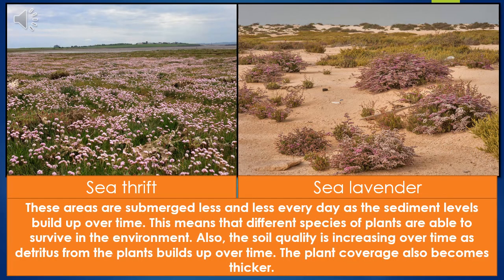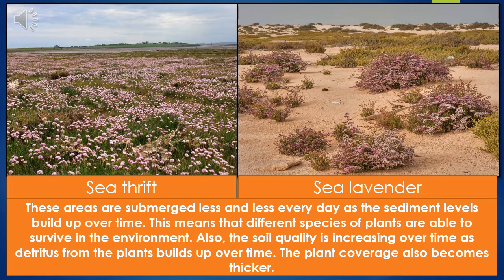So contrast what we've just seen on the previous slide of all the grasses to these two images, which are further inland from the salt marsh, so further into the succession period. Now these areas are submerged less and less. The sediment has built up more and more, and as a result the plants there don't need to be as stingy as the plants in the submerged areas.